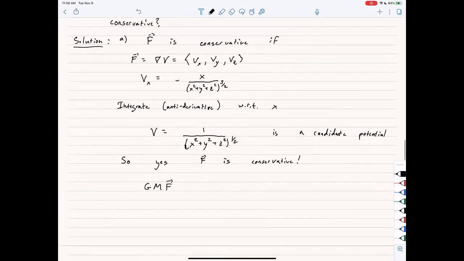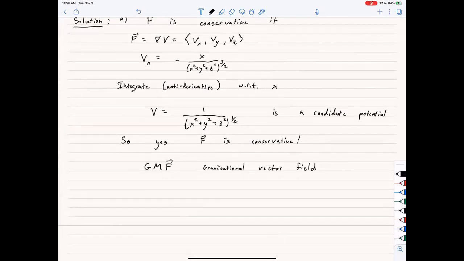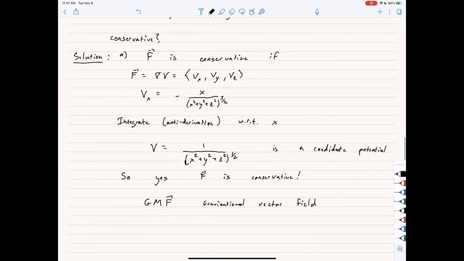All right, so gravitation. It's also the E&M vector field for a single point charge. So some of the major examples of physical vector fields are that simple. Of course, this isn't a vacuum and all that. Okay. Now, what about B?